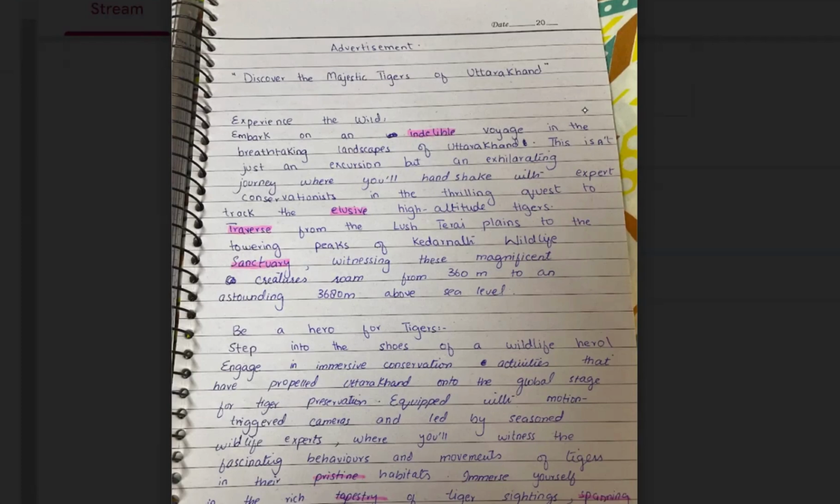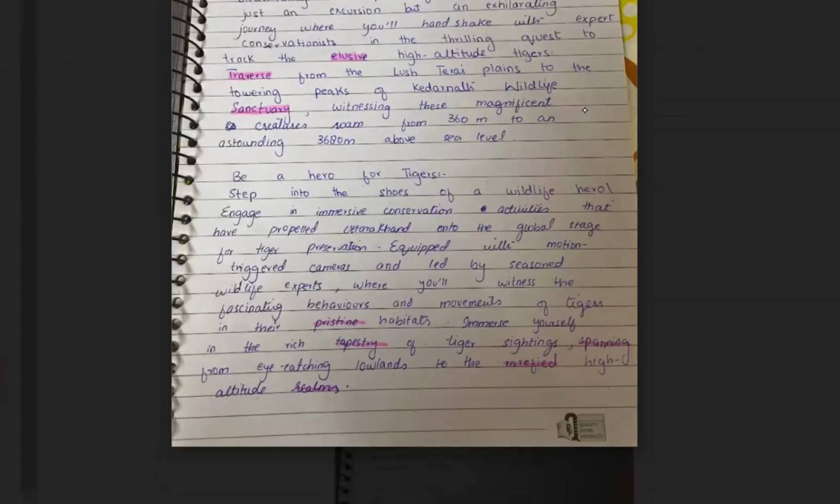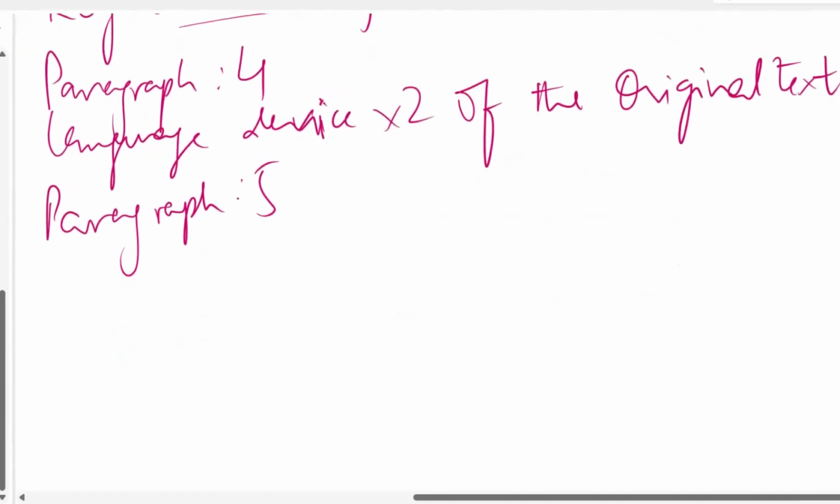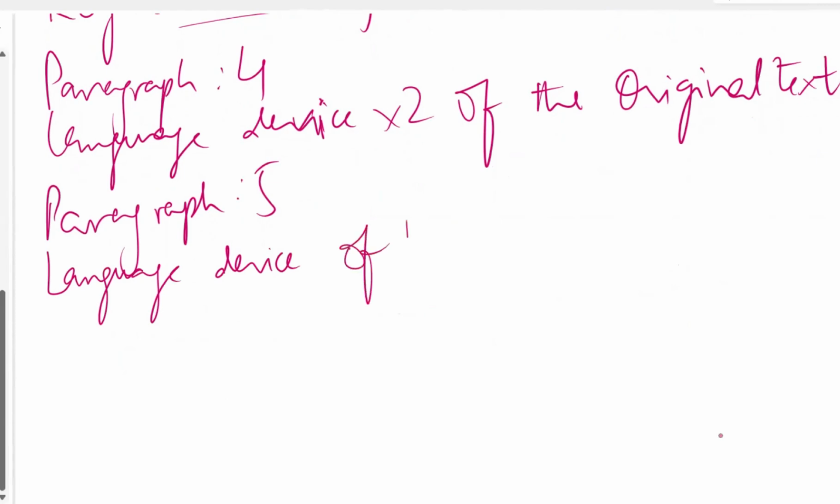All right, and then moving on to the next thing, let me just present my screen once again. Okay, moving on to paragraph number 5, what are you going to do in paragraph number 5? Now tell me, language devices you have done for paragraph number 5. Sorry. Now in paragraph number 5, am I presenting my screen? Yes. This is OneNote where I'm writing, can you see that? Yes. Language devices of the text you created.